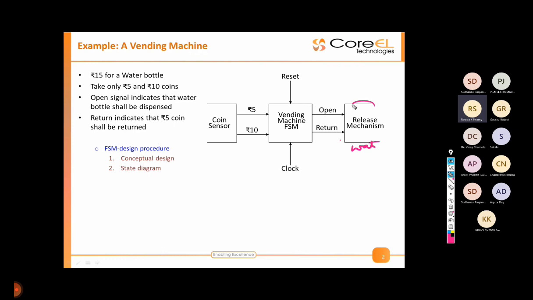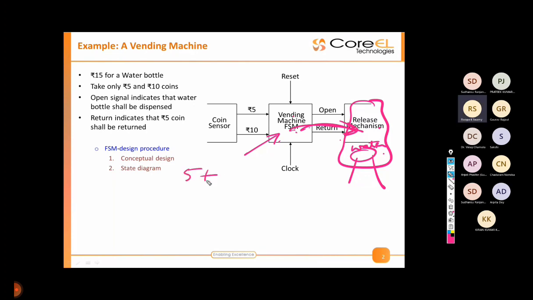This mechanical unit is going to dispense the water bottle, and I'm going to control this mechanical unit to open the outlet for dispensing. I repeat, on receiving 15 rupees, the vending machine should release the water bottle. So the vending machine is going to send a control signal to this mechanism to release the water bottle. That is one scenario. The other scenario is if it receives more than 15 rupees, you can check that.